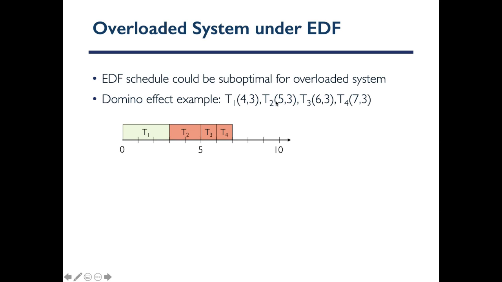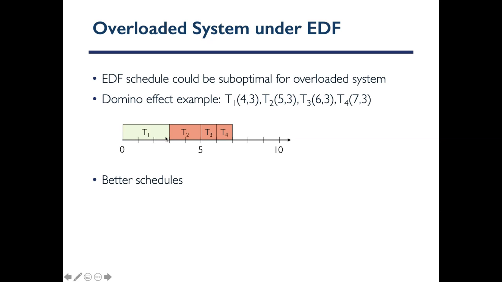T2 has the lowest deadline, which is 5. So we'll start running T2, and this will miss its deadline because it needs 3, and you have already hit 5. So this T2 misses. Then T3 starts and misses, and then T4 starts and misses its deadline. So basically only T1 meets its deadline.